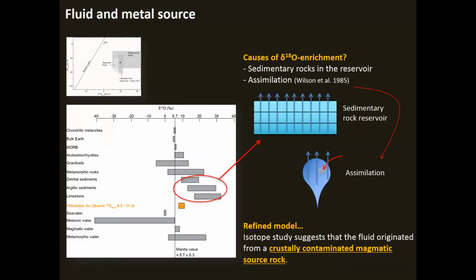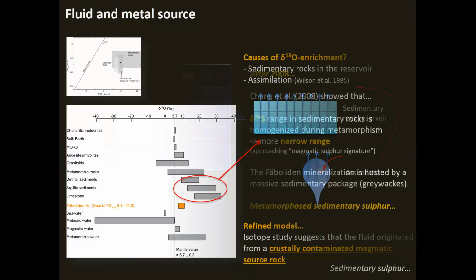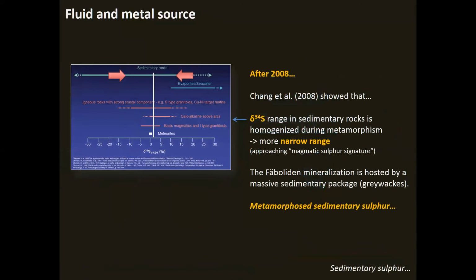So knowing this, we will then refine our conclusion or our model and say that, okay, we believe it's a magmatic source rock, but it has been crustally contaminated, basically saying that there are sedimentary rocks incorporated into the magmatic rocks. So we believe that is the origin of our fluid.